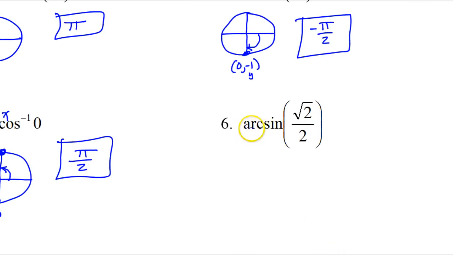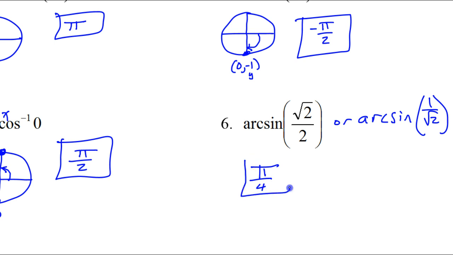Now, arcsine of radical 2 over 2. This is the same thing as arcsine of 1 over radical 2. These are the same thing. Arcsine is just an angle. It's the angle whose sine is radical 2 over 2. So what angle has a sine of 1 over radical 2? You should have memorized that that is pi over 4. The sine of pi over 4 is radical 2 over 2. The angle is the answer.